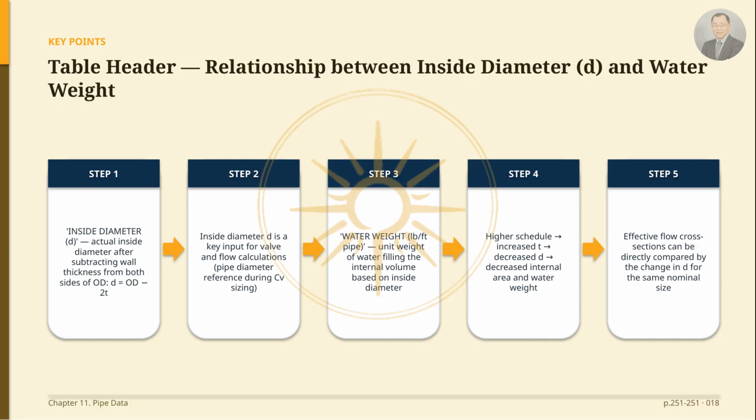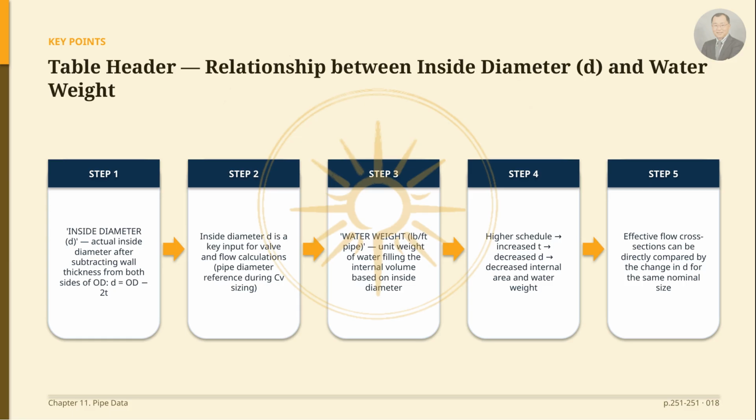I'd like to discuss the relationship between the inside diameter and water weight. The inside diameter d is the value obtained by subtracting the wall thickness twice from the outside diameter, calculated as d equals OD minus 2T. This inside diameter d is the most critical input for valve and flow calculations, and it is used as the pipe diameter reference during CV sizing.